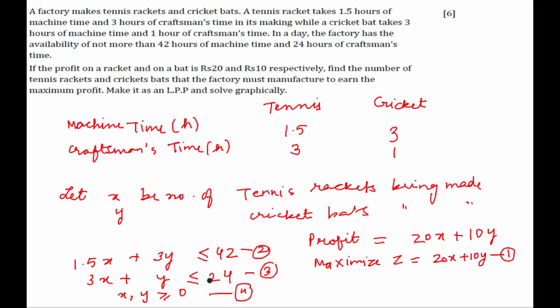Represent these constraints as the graph now. So second and third are linear equations, and the fourth one shows that we have to be concerned only with the first quadrant. We draw these lines, 3x plus y equal to 24 and 1.5x plus 3y equal to 42. Since we were concerned about less than, we shade the region that is near to origin, and the intersection, as you can see, is OABC. This is called the feasible region.